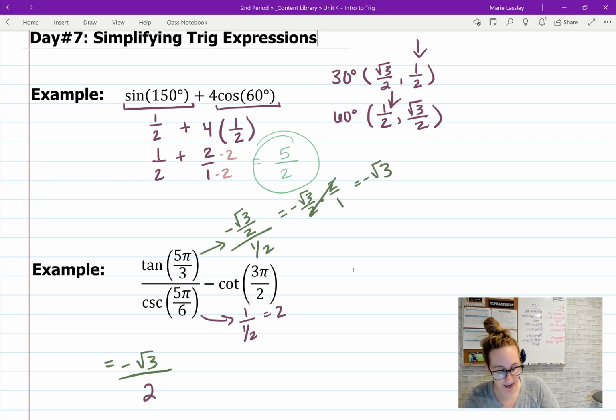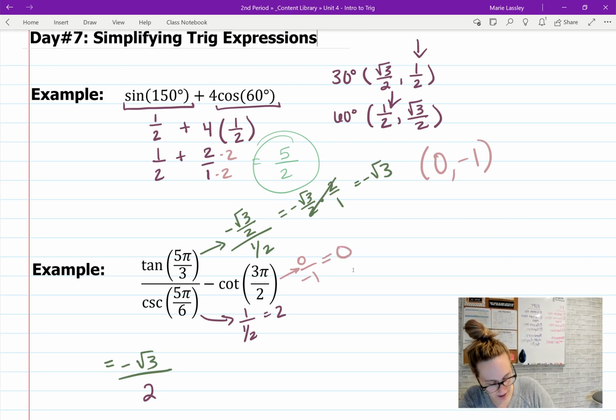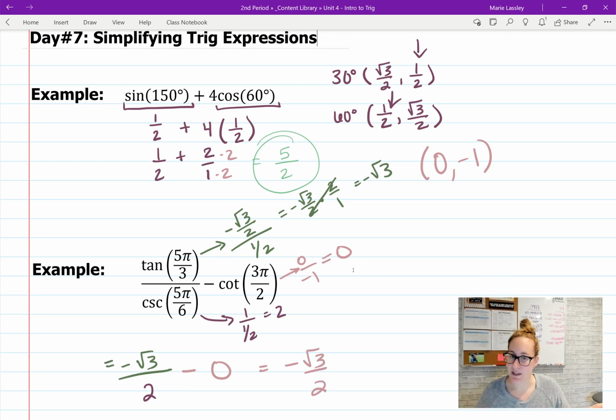All right, last piece that I have to simplify is the cotangent of 3π/2. So 3π/2, that's 270 degrees. All right, and my coordinates for that are going to be 0 for x, -1 for y, right, because we're going straight down by 1. All right, cotangent, that's x over y. So x is 0 over y, which is -1. So we have 0 over -1, which simplifies to 0. So down here, we have -0. So this simplifies to negative square root of 3/2, because -0 is just nothing, right? So that's our final answer for that one.